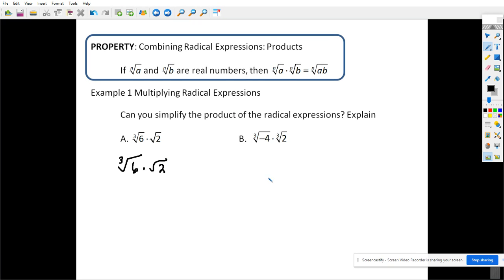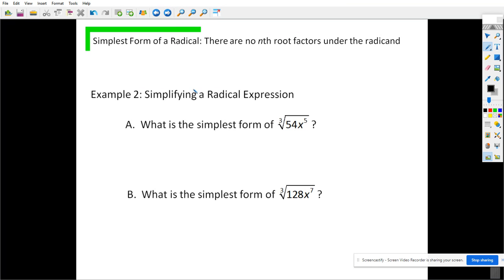So in this problem, you see I have the same index, okay? I can multiply -4 times 2 and make it -8. Now, I ask myself, is there a perfect cube of -8? And because -8 is -2 times -2 times -2, the answer to this is just -2. Again, cube root means you have to have 3 of the same exact number to be able to simplify.